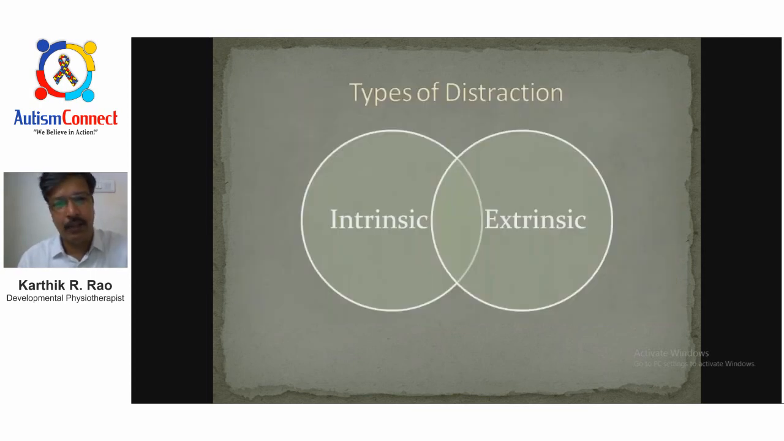Basically, I'm looking at how we're going to work on attention. The first thing that comes to my mind is distraction. There are two types of distraction: an intrinsic distraction and an extrinsic distraction. We'll look more into what these mean. As you could see in this picture, there is some amount of overlap between intrinsic and extrinsic distraction, which means they are not completely mutually exclusive, which will get clearer as we get further into the presentation.